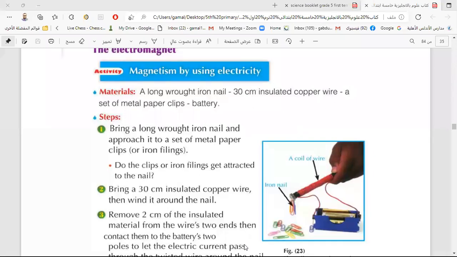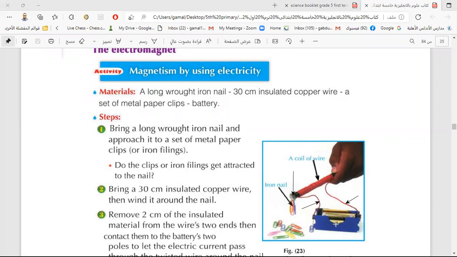Here we have the electromagnet. We have here an iron nail. This iron nail is made of wrought iron because the wrought iron loses magnetism easily and gains magnetism easily. After that, we wind a wire around it, a coil of wire, many coils. And the two ends of the wire, we connect them to a battery or a source of electricity.